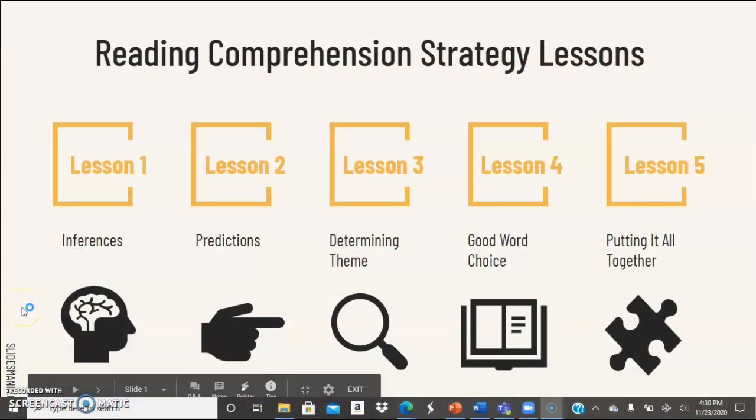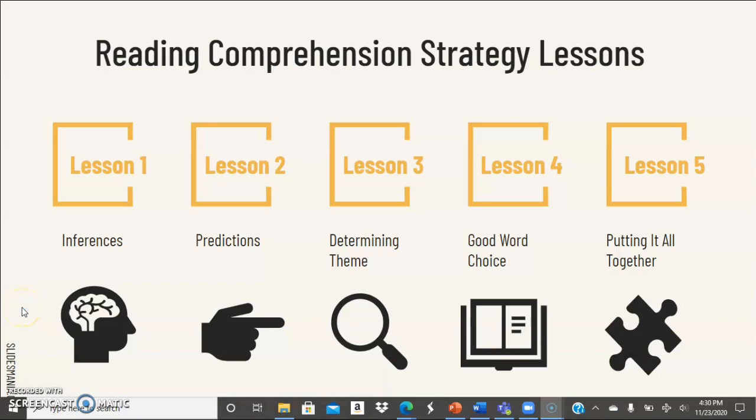Hello, I'm Amanda, and I'll be going over the lessons from our unit. So in this unit about reading comprehension strategies, we included 5 lessons. Lessons 1 through 4 each revolve around learning and practicing reading comprehension strategies while reading the book Heart of a Samurai by Margi Preus. Lesson 1 covers making inferences, Lesson 2 covers making predictions, Lesson 3 is about determining theme, and Lesson 4 is about recognizing good word choice.